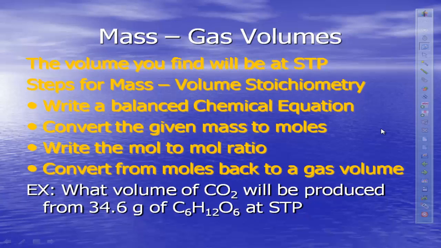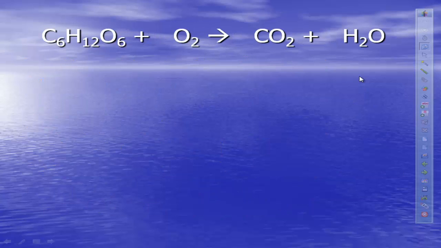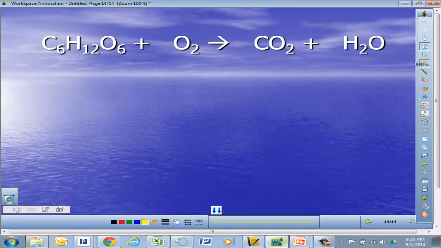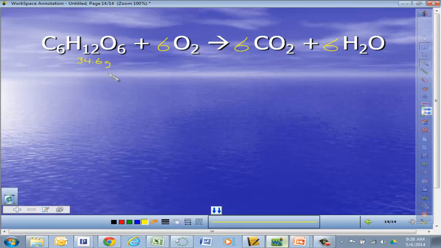And the question says, what volume of CO2 will be produced from 34.6 grams of C6H12O6 at STP? If I go through it again, start applying my steps. Step number one says that we have to balance that chemical equation. So by balancing that chemical equation, that's what I'm going to have. Now again, the question told me I have 34.6 grams of that C6H12O6.